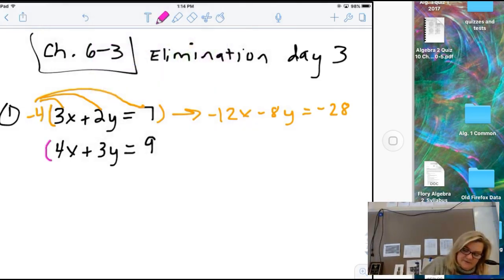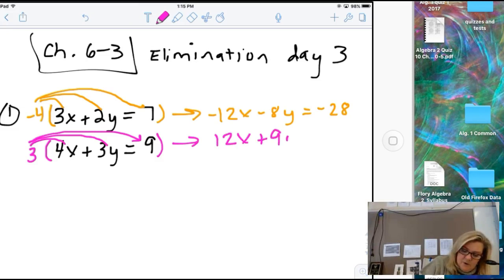I like to put my parentheses around the equation. I'm going to put a 3 here, and then multiply everything inside the equation by what's on the outside, a 3. So 3 times 4x is 12x. 3 times 3y gives me a 9y. And 3 times 9 gives me a 27. Okay, so now we're all set, and now we can just add down.